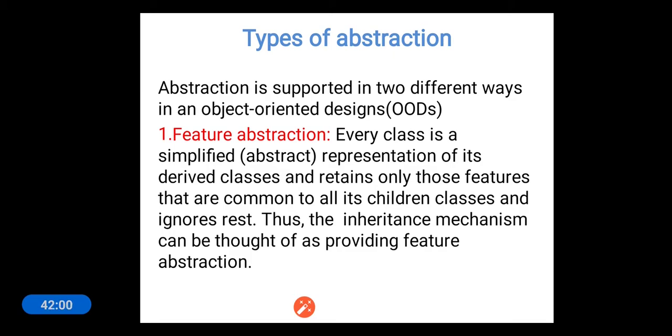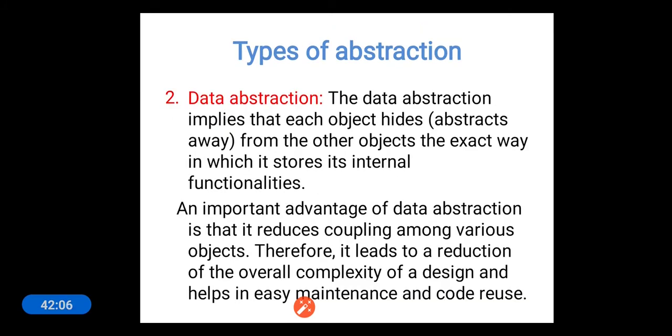That is, generalization and specialization provide us feature abstraction. Next, coming to data abstraction. Data abstraction implies that each object hides from other objects the exact way in which it stores its internal functionalities. An object can make use of the data of another object only by invoking its method. That means the object hides all its details from other objects until its method is invoked by them. In that manner, it provides data abstraction.